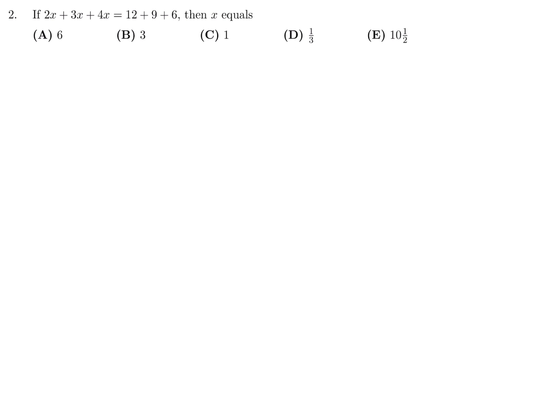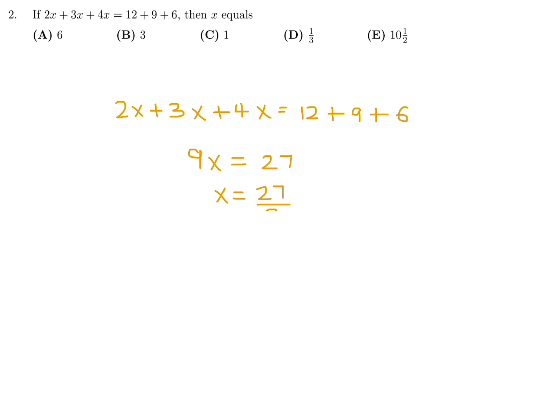If 2x plus 3x plus 4x is equal to 12 plus 9 plus 6, then x equals? If you add the left side, you will get 9x. And if you add the right side, you get 27. X is therefore 27 over 9, and that means x is equal to 3. So number 2, the answer is B.